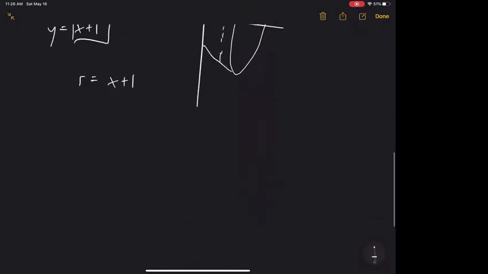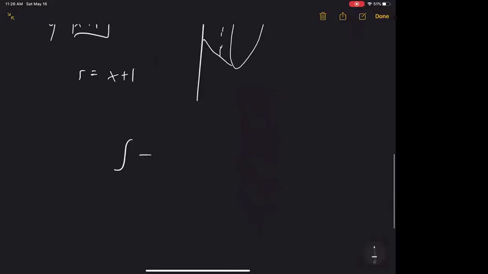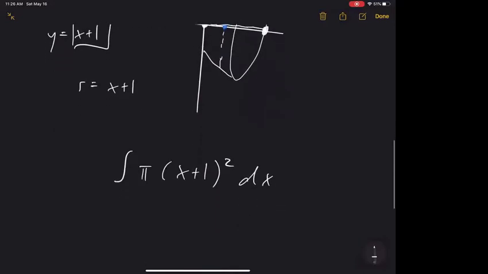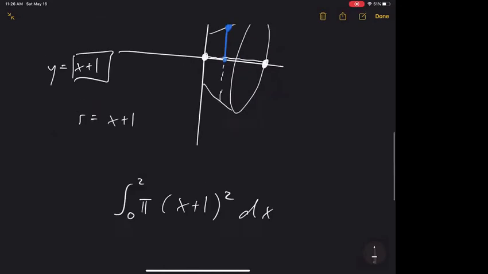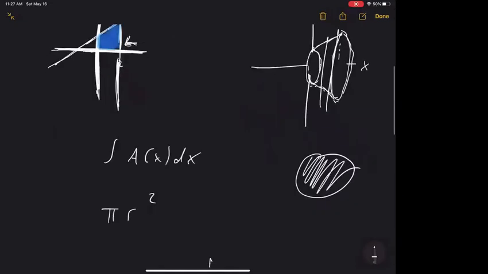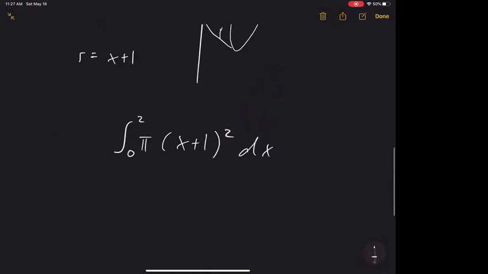All right. So now I know my integral is going to look something like this. Now I need my bounds of integration. Well, my object's starting at 0, then I'm integrating until the end of my object. Okay, what's that point? X equals 2. Okay, that's coming from this vertical line here where our region ends. Okay, so I need to integrate from 0 to 2, pi times (x plus 1) squared.